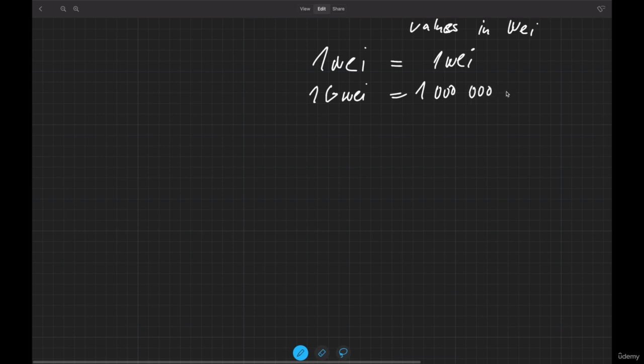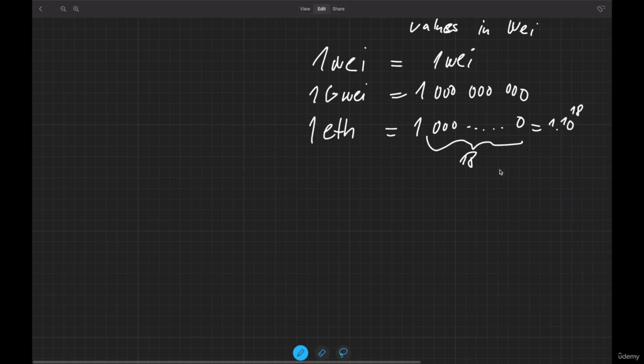So that's 1 and 9 zeros. And then, of course, we have one Ether, and one Ether is 1 and 18 zeros. So it's a super huge value in wei. This is basically 1 times 10 to the 18th of wei.